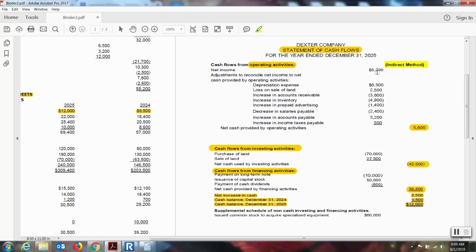Notice that we didn't get crazy with dollar signs. We started each area with a dollar sign and we end with a dollar sign. They are not cluttered all throughout the statement. Also, don't forget to add the supplemental schedule for the investing and financing activities. This is where the specialized equipment was acquired and capital stock or common stock was given in exchange.